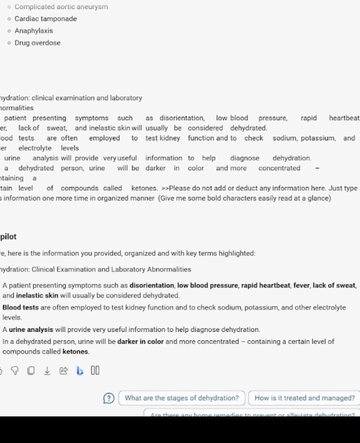Blood tests are often employed to test kidney function and to check sodium, potassium, and other electrolyte levels. A urine analysis will provide very useful information to help diagnose dehydration. In a dehydrated person, urine will be darker in color and more concentrated, containing a certain level of compounds called ketones.